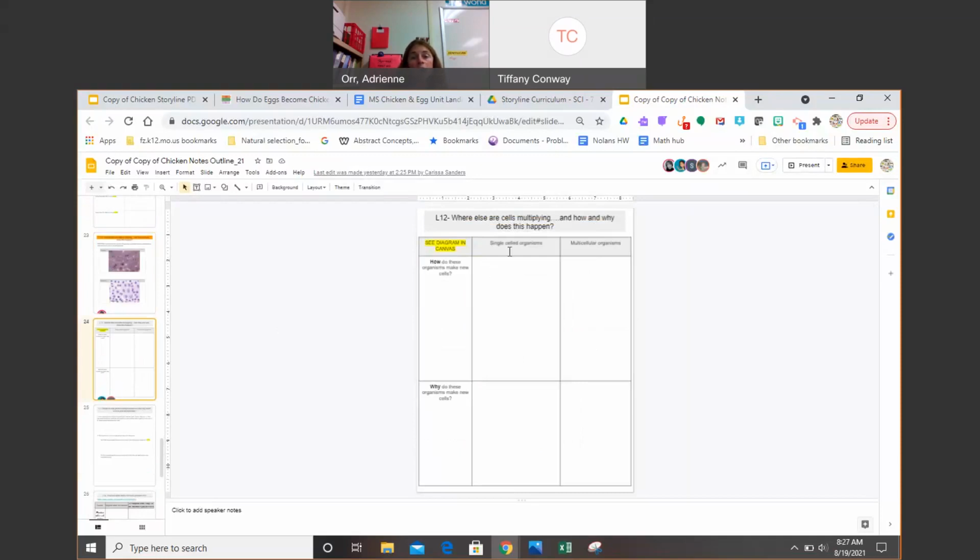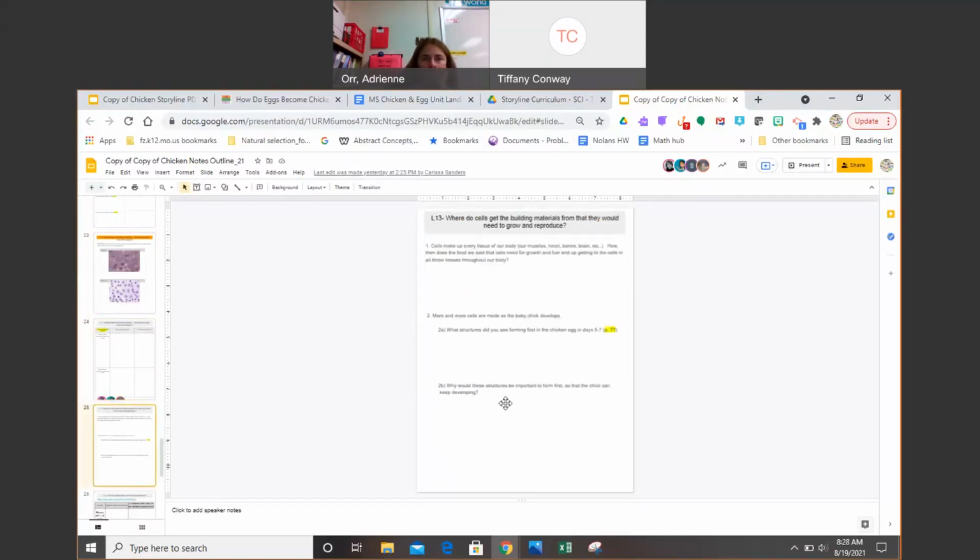Yeah, so then we also talk about single celled versus multicellular. So I think we had them look at bacteria and make some connections there.